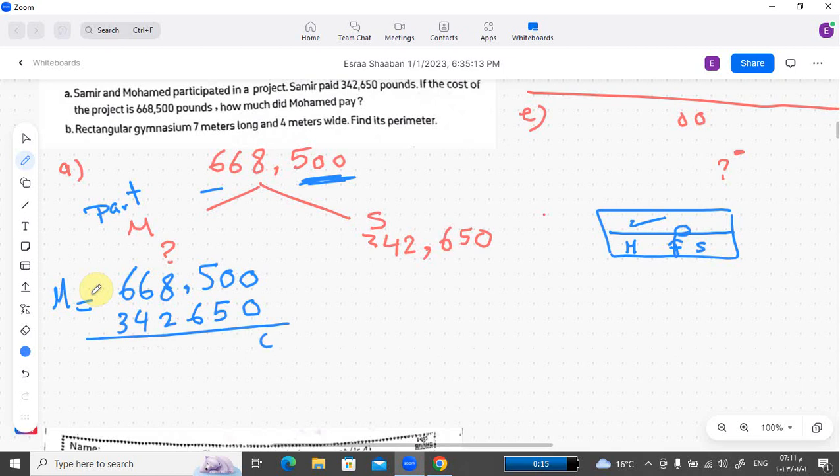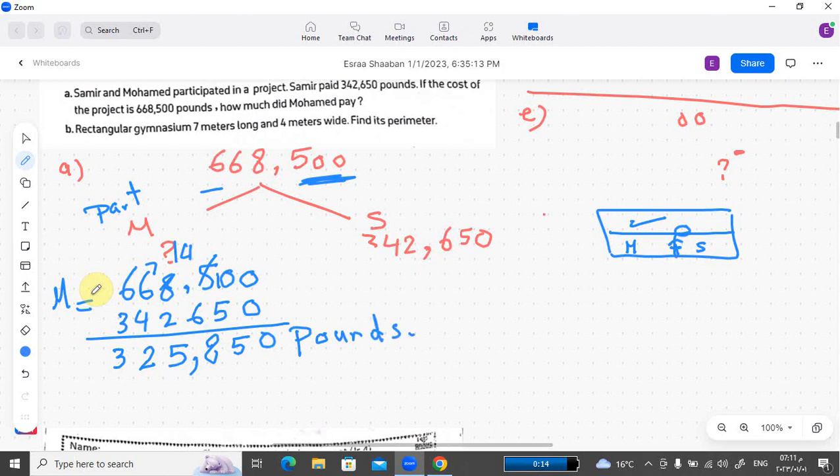0 minus 0, 0. 0 minus 5 doesn't work. Put a 1. 10 minus 5, 5. 4 minus 6 doesn't work. Put a 1. 14 minus 6 equals 8. 7 minus 2 equals 5. 6 minus 4 equals 2. 6 minus 3 equals 3. So the answer is 325,850 pounds.